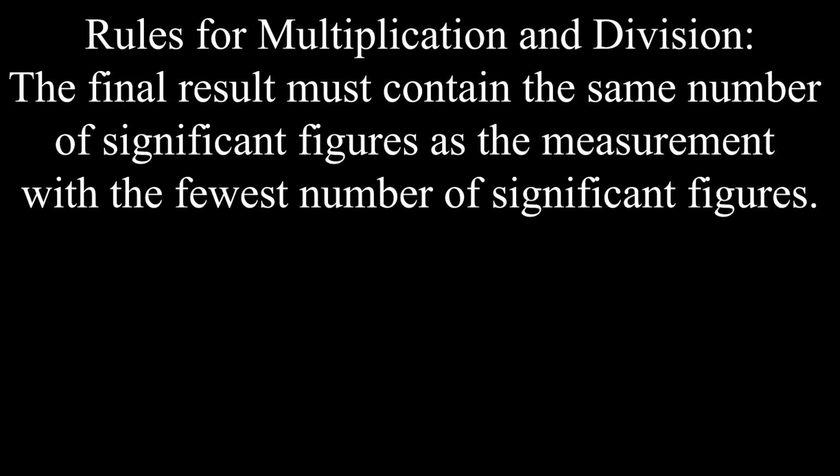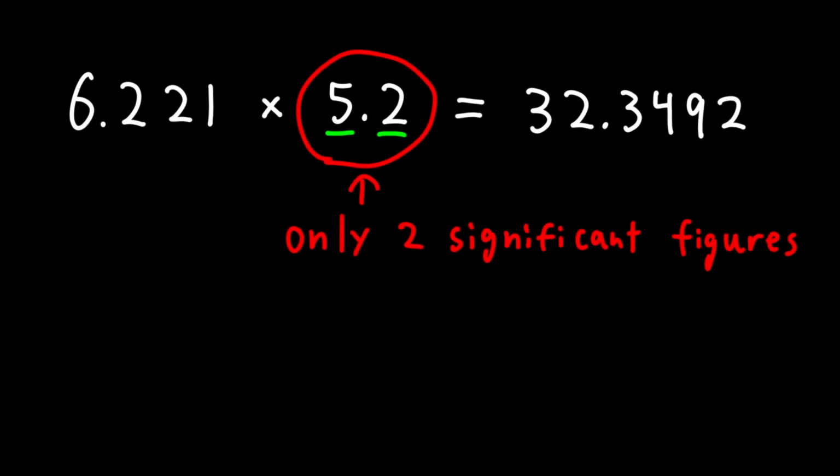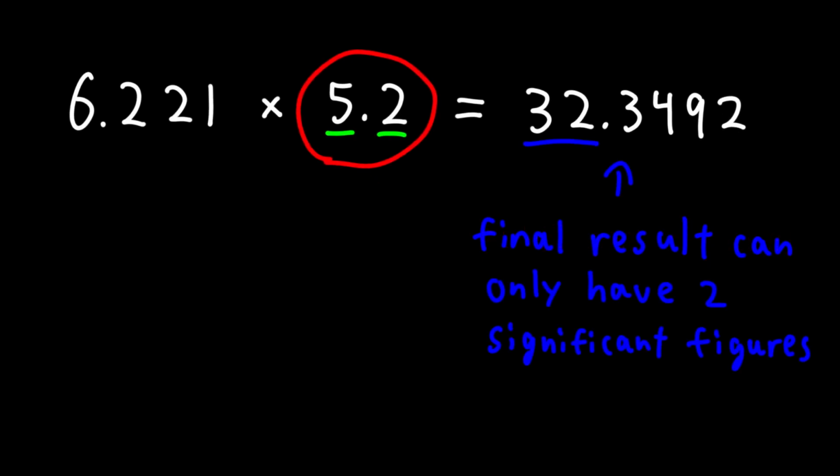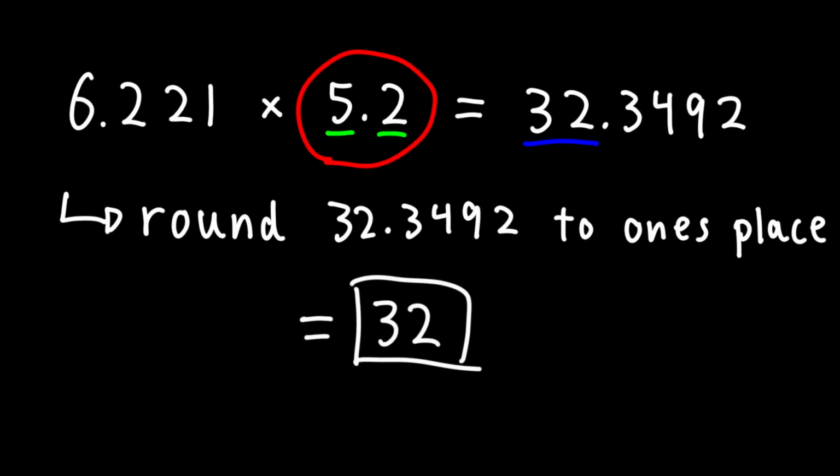For multiplication and division, the final result must contain the same number of significant figures as the measurement with the fewest number of significant figures. For instance, let's multiply 6.221 and 5.2 together. We get 32.3492, but because one of the numbers we multiplied, 5.2, only has 2 significant figures, we have to make our final result only have 2 significant figures. To do this, we have to round 32.3492 to the ones place. We will end up with 32 as our final answer.